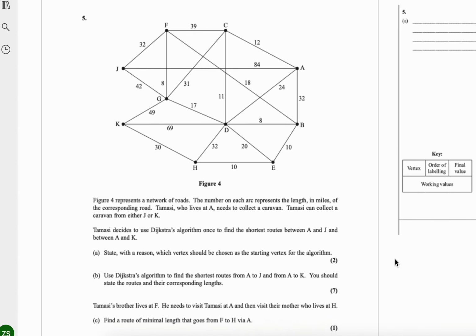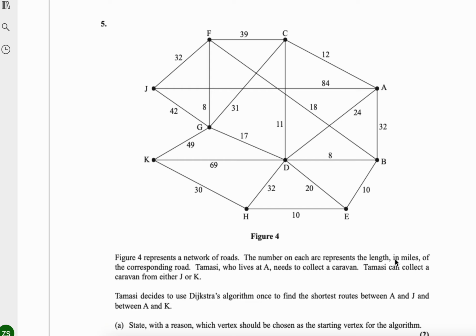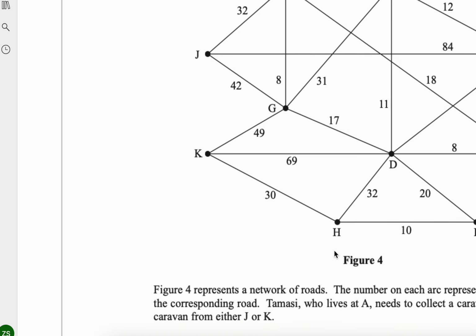Okay, question 5. The numbers on each arc represent the length in miles of the corresponding road. Tamasi, who lives at A, needs to collect a caravan. Tamasi can collect a caravan from either J or K. Tamasi decides to use Dijkstra's once to find the shortest path from A to J and between A and K. Which one should he choose?